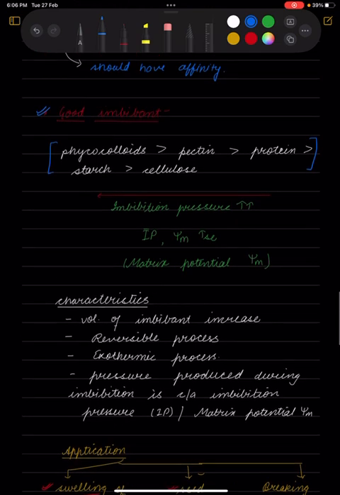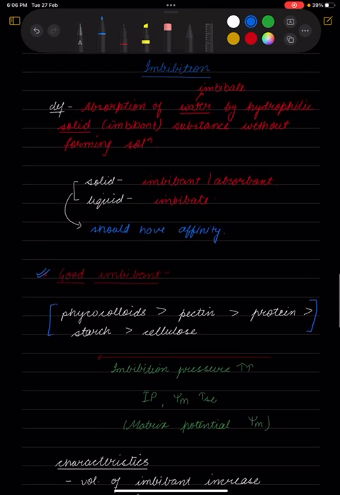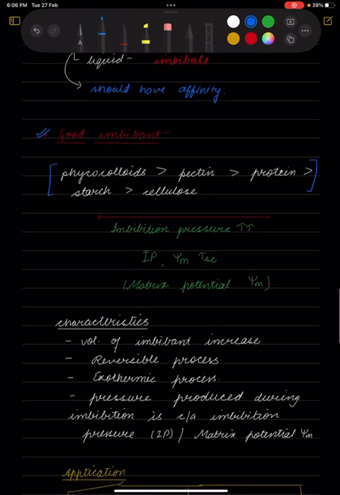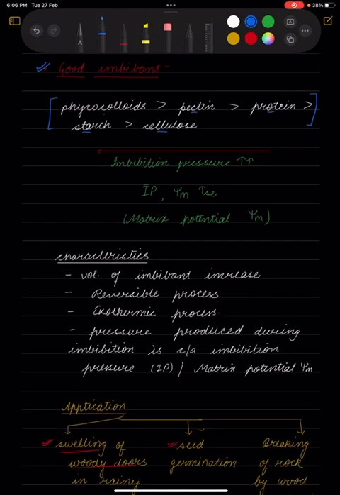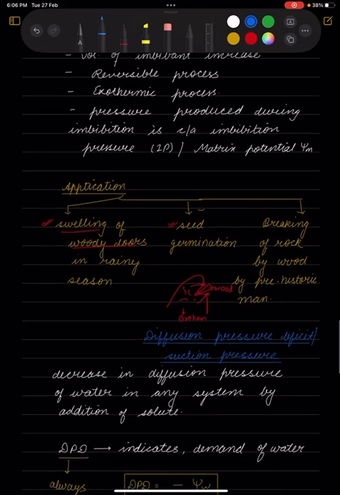So what are the good imbibants, the good solid things that will absorb water? Phycocolloids are number one, a very good imbibant. Then pectin, less than that, then protein, starch, and cellulose. You need to remember this. There is one thing called imbibition pressure, or we can say matrix potential. Phycocolloids have the highest imbibition pressure, and it decreases subsequently till cellulose. I will discuss it later.